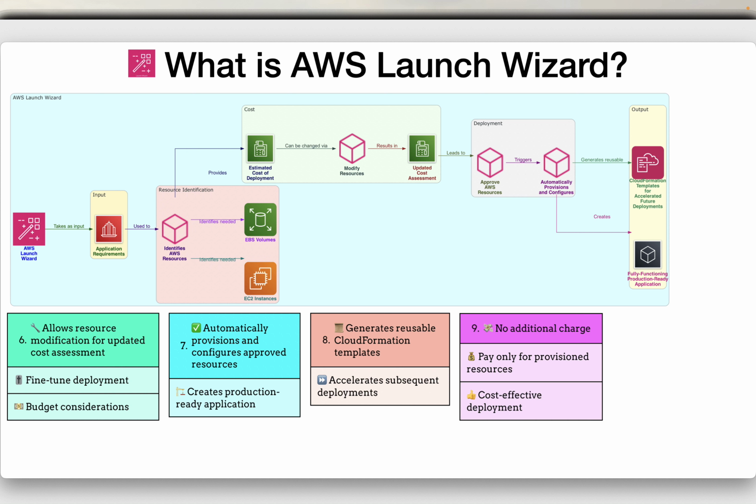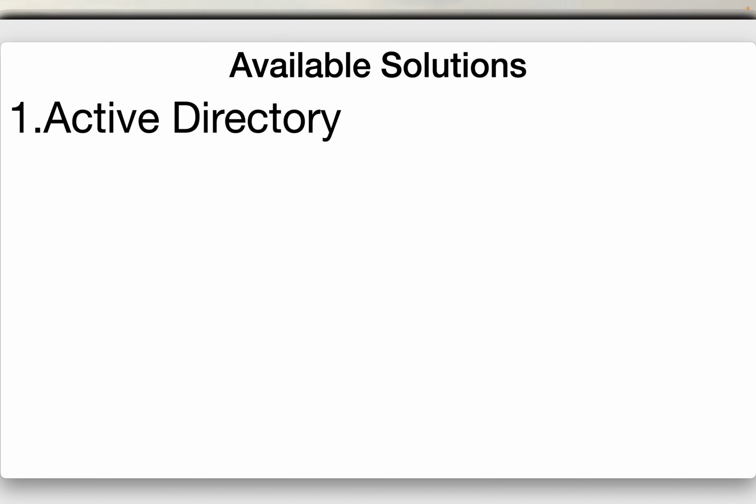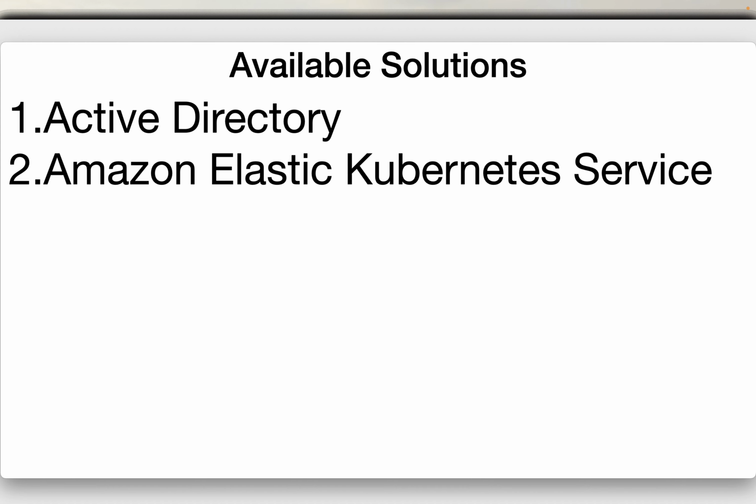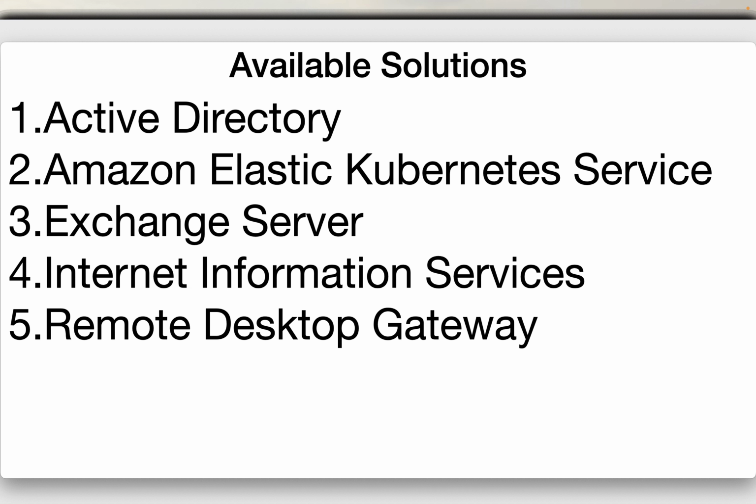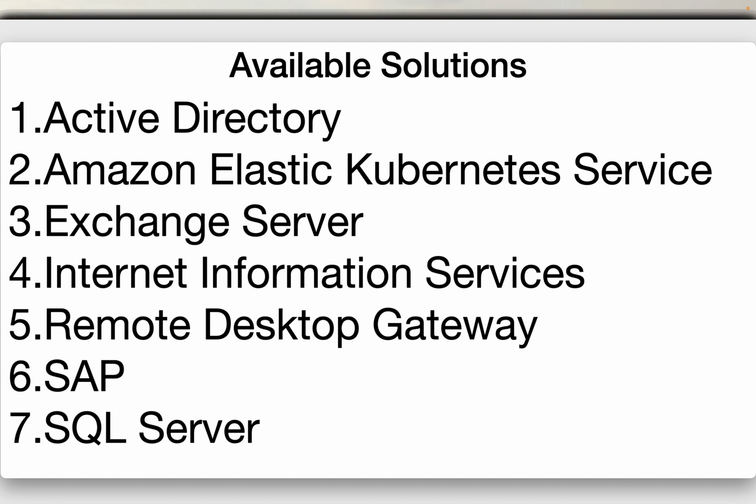AWS Launch Wizard is available at no additional cost. Users only pay for their AWS resources that are provisioned for running their solution, making it a cost-effective way to deploy applications on AWS. So let's see some of the available solutions. Active Directory, Amazon Elastic Kubernetes Service, Exchange Server, Internet Information Services, Remote Desktop Gateway, SAP, and SQL Server. So in this lecture, instead of going through all, I will be just picking up the most popular solution, Active Directory, which is widely deployed in the enterprises.